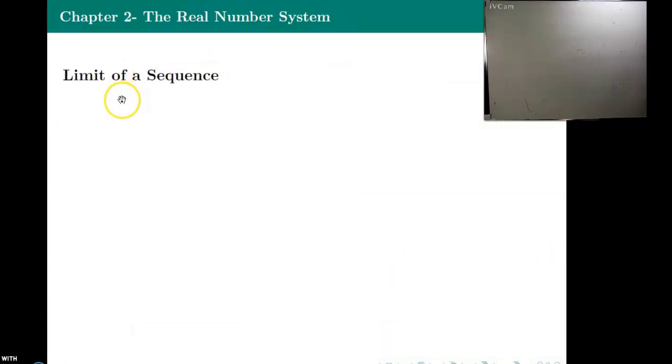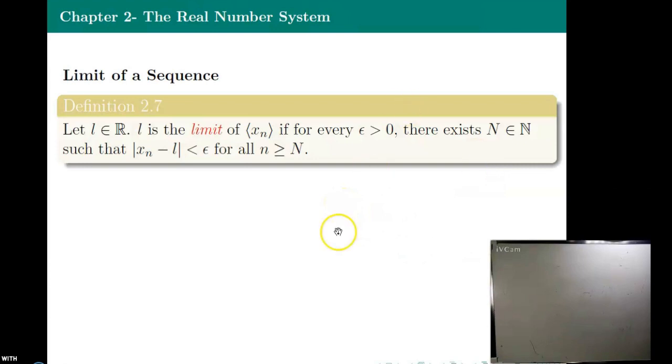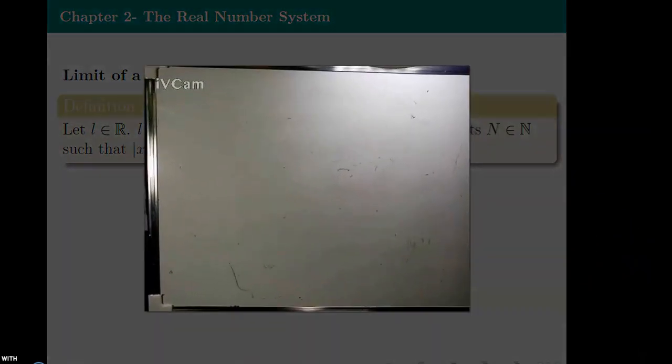Now let's define the limit of a sequence. Okay, we let a real number L. So L is the limit of the sequence x sub n if for every epsilon greater than 0 there exists a natural number big N such that this will hold for all small n, natural number small n greater than or equal to big N. Now let me illustrate this, the existence of big natural number N such that with this condition for all small n greater than or equal to big N.